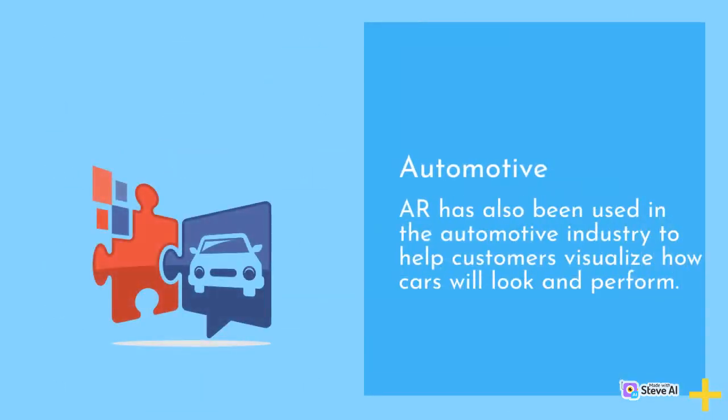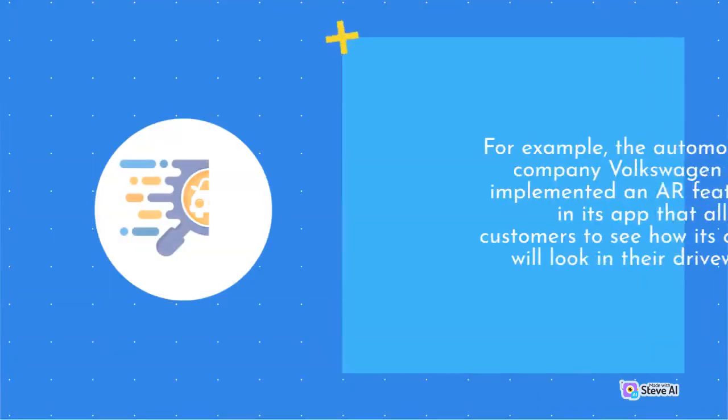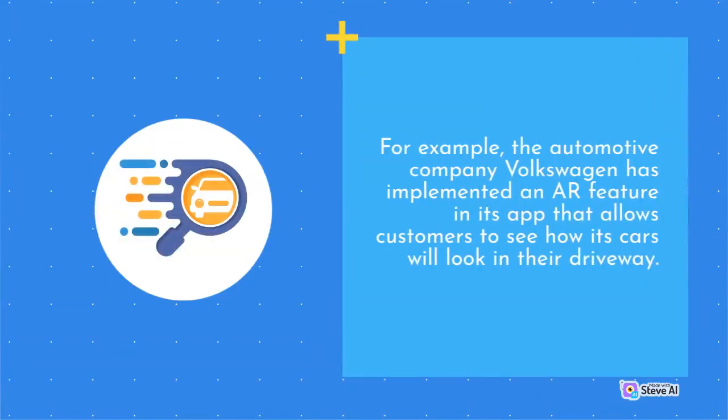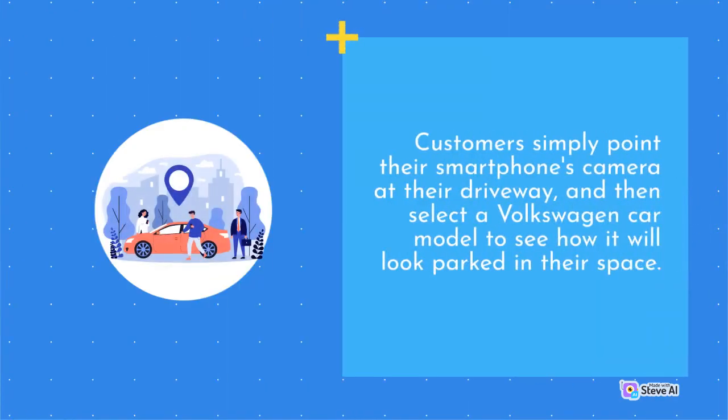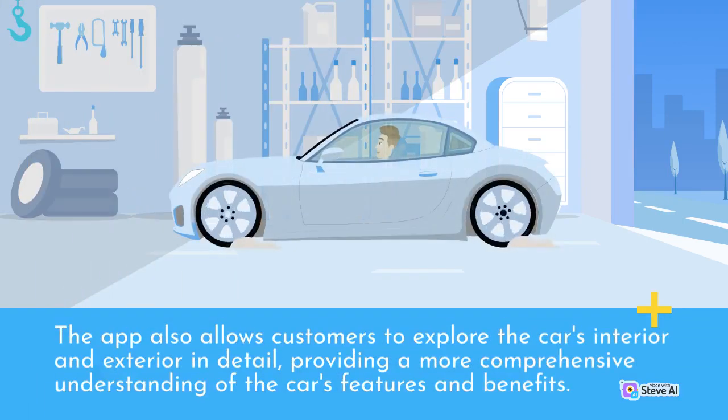Automotive. AR has also been used in the automotive industry to help customers visualize how cars will look and perform. For example, the automotive company Volkswagen has implemented an AR feature in its app that allows customers to see how its cars will look in their driveway. Customers simply point their smartphone's camera at their driveway, and then select a Volkswagen car model to see how it will look parked in their space. The app also allows customers to explore the car's interior and exterior in detail, providing a more comprehensive understanding of the car's features and benefits.